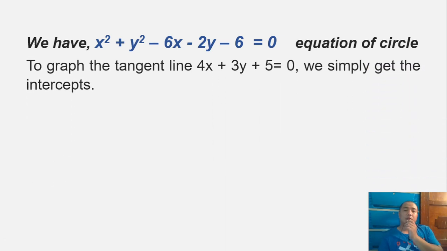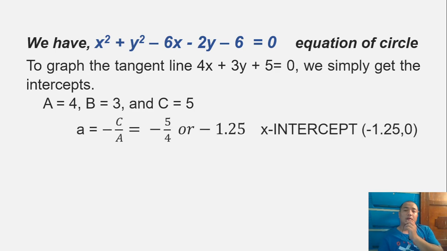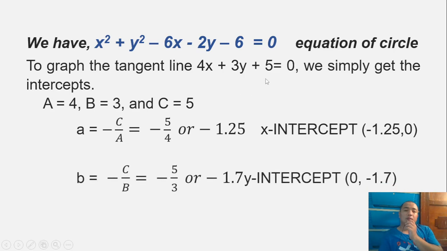So to graph the tangent line 4x plus 3y plus 5 equals 0, we simply get the intercepts. For x-intercept, negative c over a, negative 5 over 4, negative 1.25 is the x-intercept. A is 4, B is 3, C is 5. For the y-intercept, negative c over b, negative 5 over 3, negative 1.7, or 0, negative 1.7 for the y-intercept.